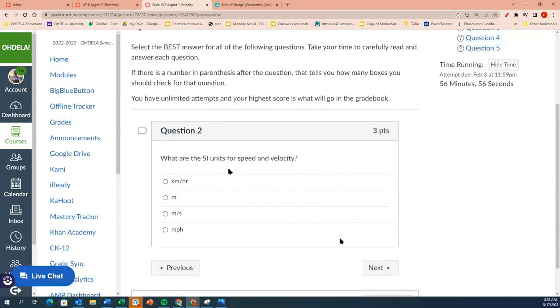All right, what are the SI units for speed and velocity? The scientific units for speed and velocity are both the same thing. It's meters per second. Now velocity has to have a direction with it, but the SI unit is meters per second.